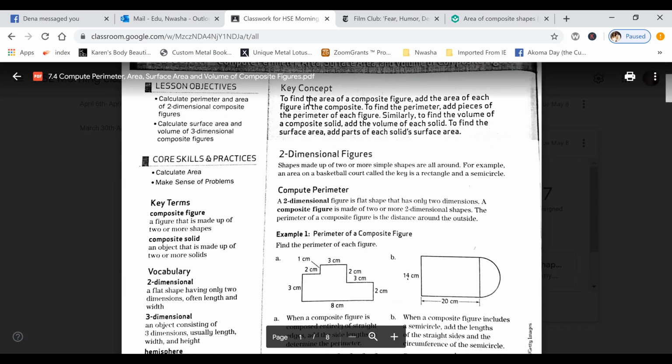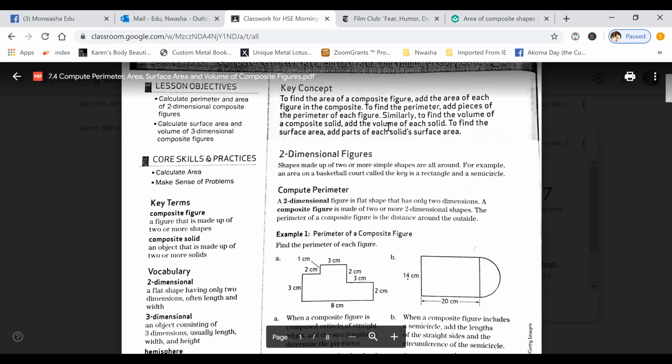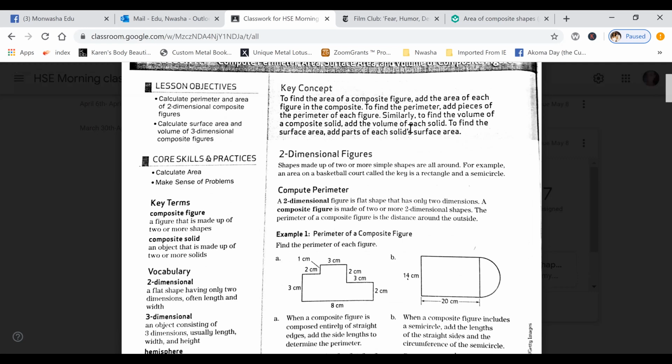The key concept is to find the area of a composite figure and add the area of each figure in the composite. To find the perimeter, add pieces of the perimeter of each figure. Similarly, to find the volume of a composite solid, add the volume of each solid. To find the surface area, add parts of each solid's surface area. So I think that that's pretty straightforward. The only thing is that you're just reminding yourself what are the shapes that you can think of.